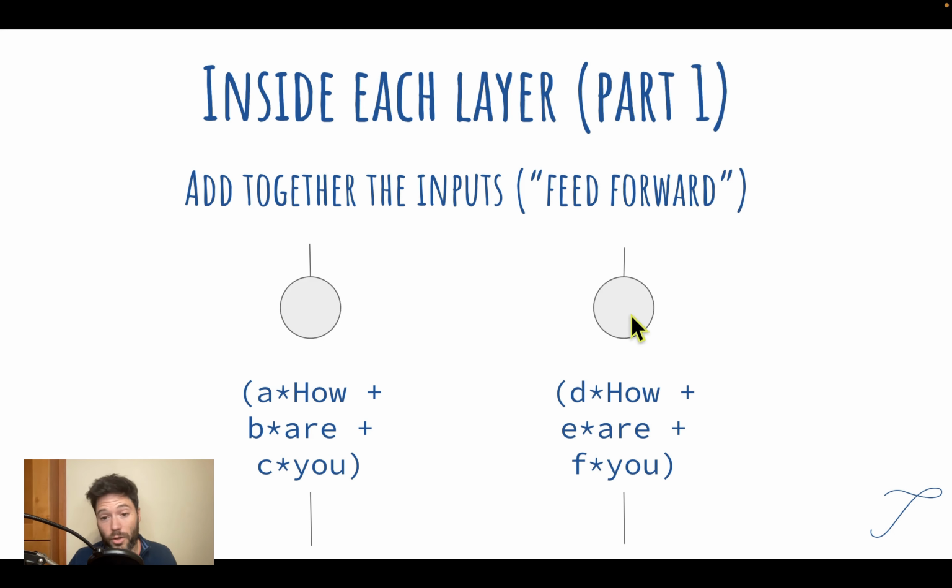You can easily add another node to that layer to make it bigger and have D times how plus E times R and F times U. F times U is coincidental. Now, the choice here of these parameters is determined by the training process. So all of A, B, C, D, E, and F are all going to be optimized during the training process.